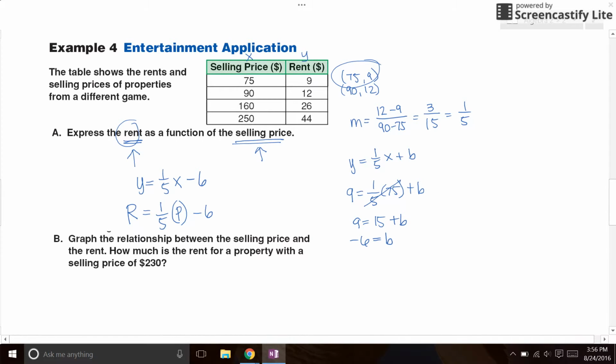So there you go. If you take 1/5 of the price and you subtract $6, that's how you get the rent. And now I have an equation that will help me every single time. And look at the next question.